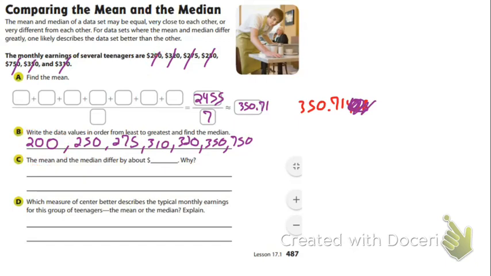So let's do it here too. Here, the median is 310. So that is our median. The median, nice. Yes, 310.